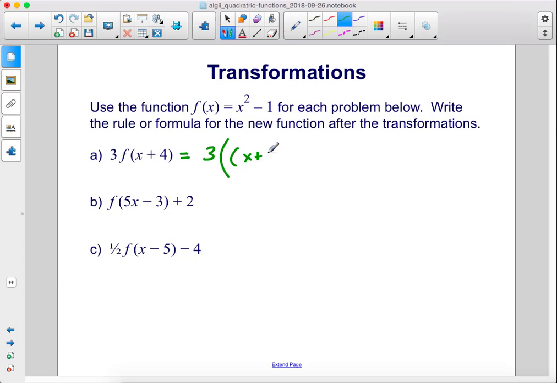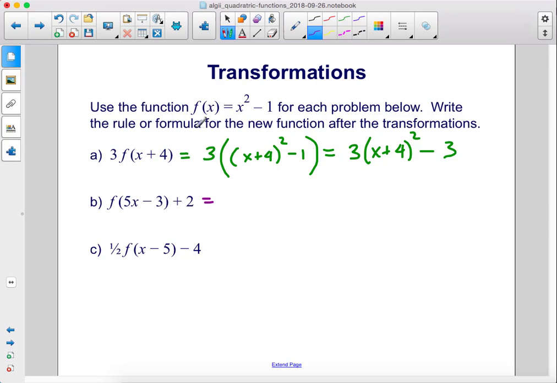So we have x plus 4 squared minus 1, and this 3 is multiplying times the entire function. So that's going to be equal to 3 times x plus 4 squared minus 3. The next one, this is going to equal f of 5x minus 3 plus 2.